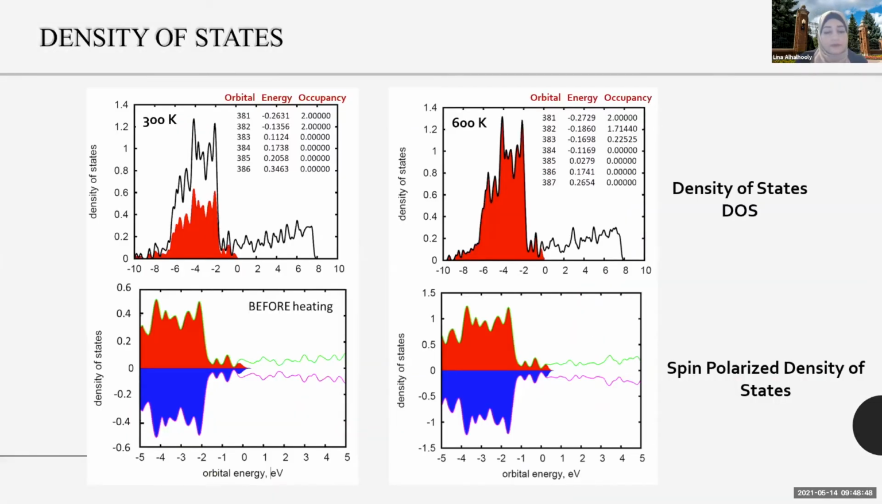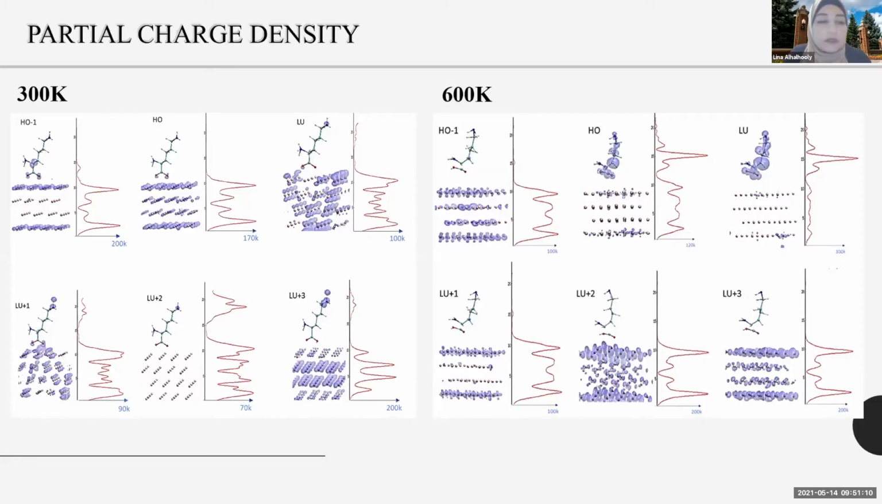Here we started by plotting the density of states before and after heating the system. The band gap of our system is very, very low. It's overlapping with the conduction band, as we can see here, compared to the partial density.